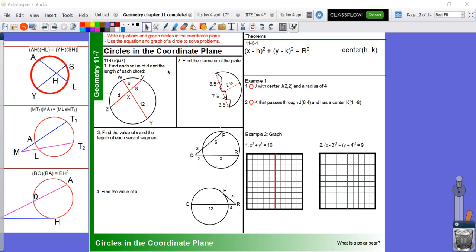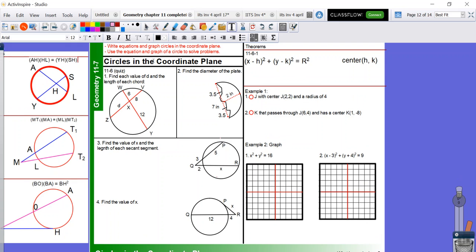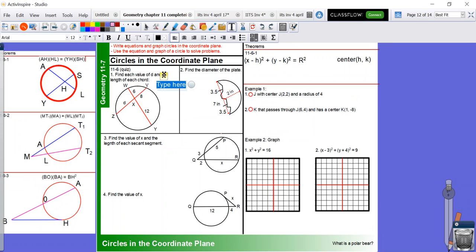All right. So for question 1, we have two chords that meet, obviously, inside of the circle at point X. So we know that D times 6, or 6D, has to be equal to 6 times 12.